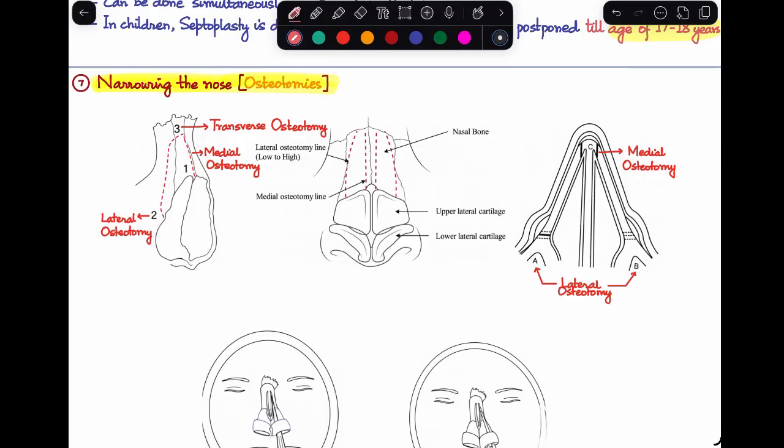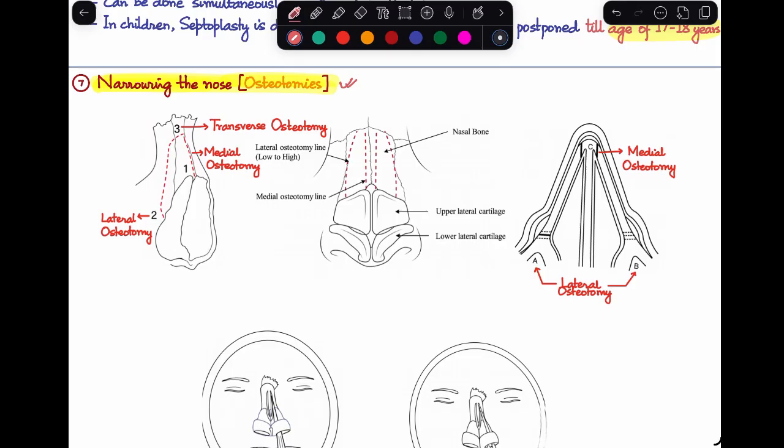So our next step over here would be to narrow the nose, narrow the bony pyramid of the nose, and this we will do with the help of osteotomies. Now, osteotomies in rhinoplasty is itself a separate topic, and I will make a separate video on this. You can check it out over there for more details.